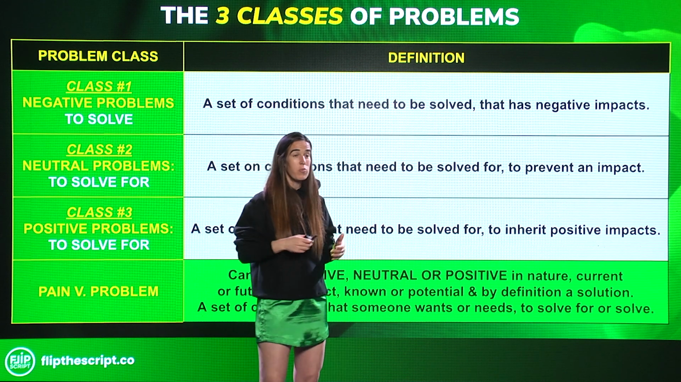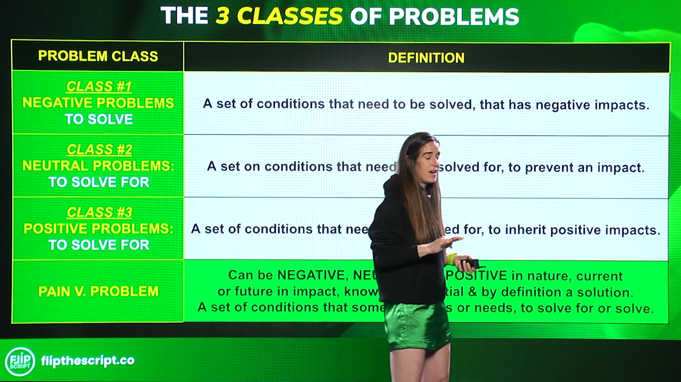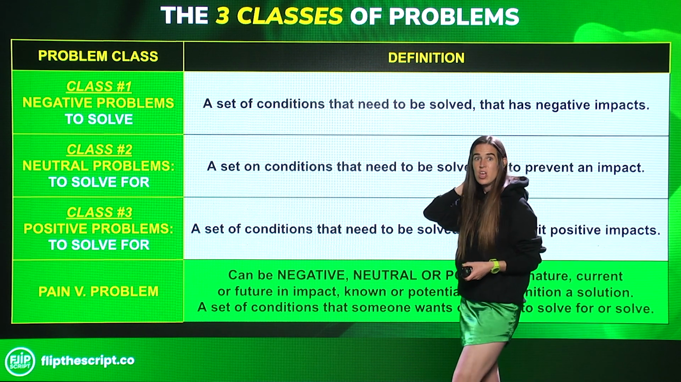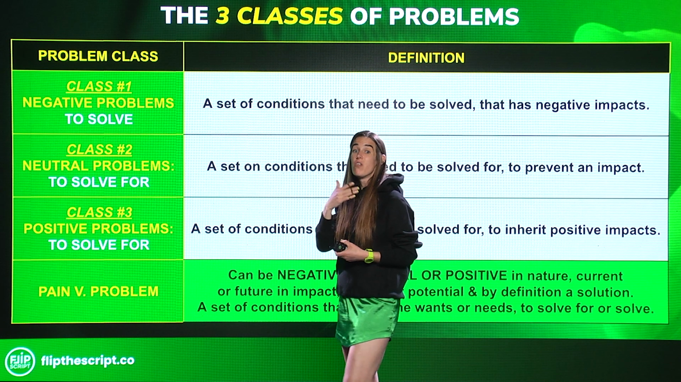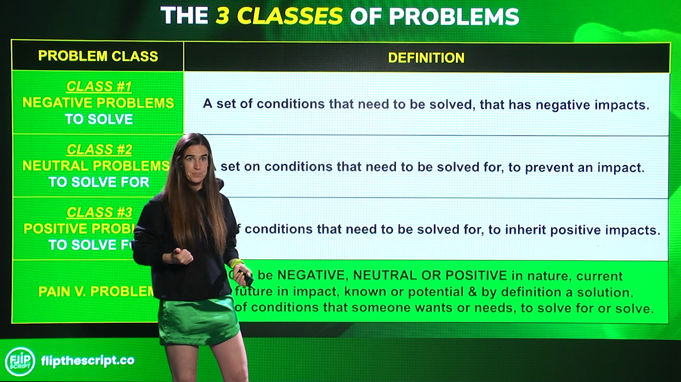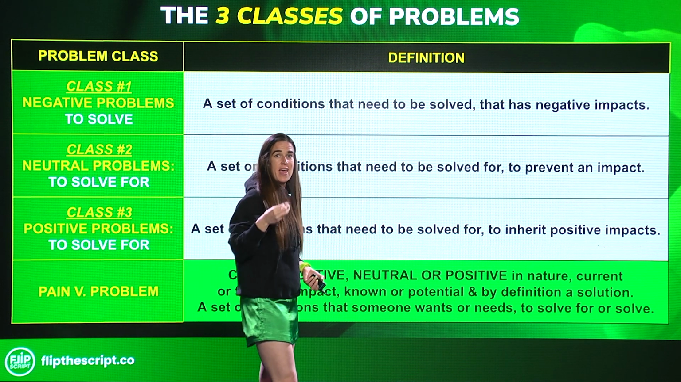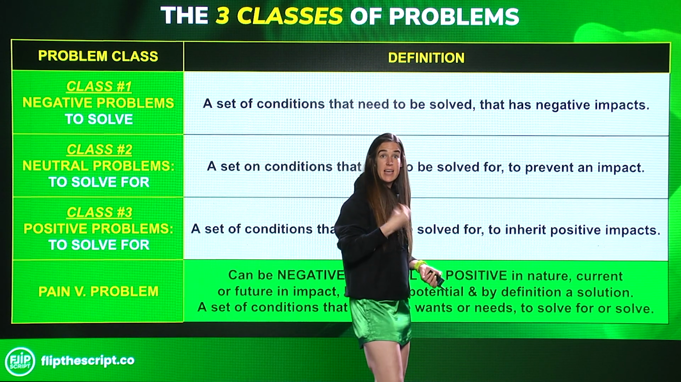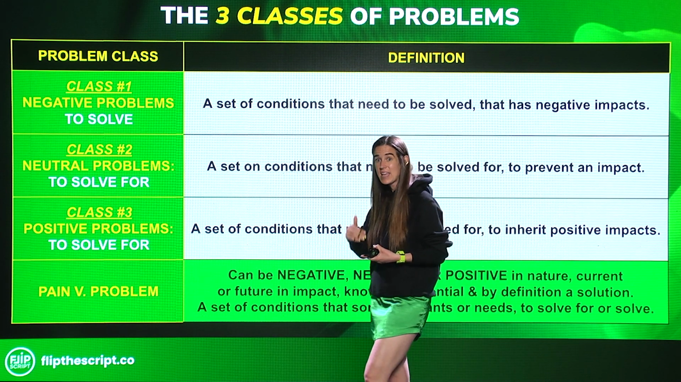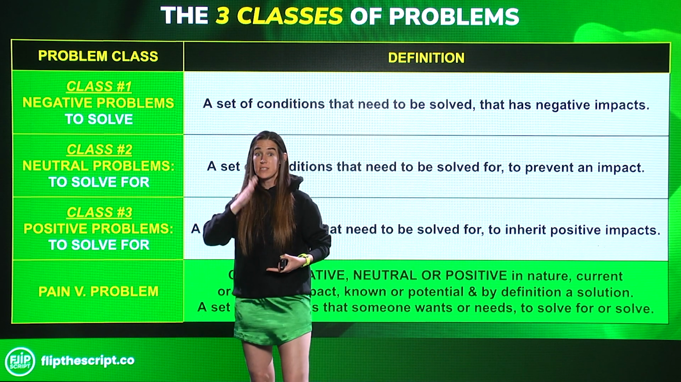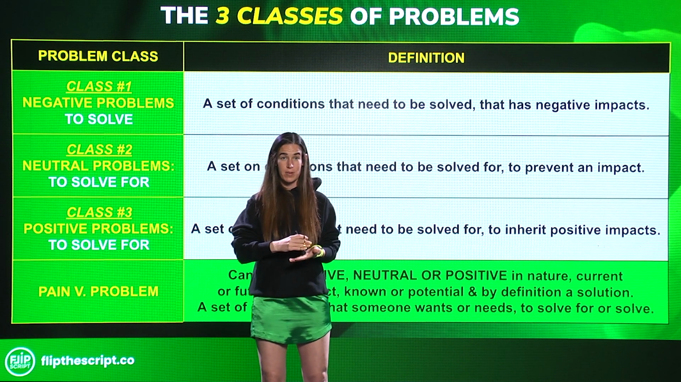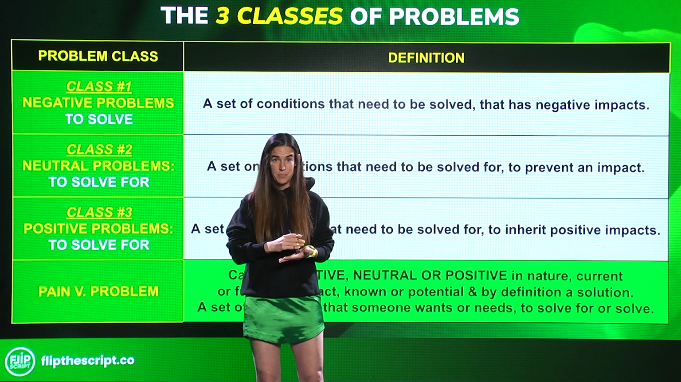So let's jump in. There are 3 classes of problems that I would attribute. You have negative problems to solve, neutral problems to solve for, and positive problems to solve for. So let's start with class 1. A negative problem is a set of conditions that needs to be solved, and it has negative impacts. We're going to go into current state and future state for both of these, but essentially the impact from the problem is a negative impact.